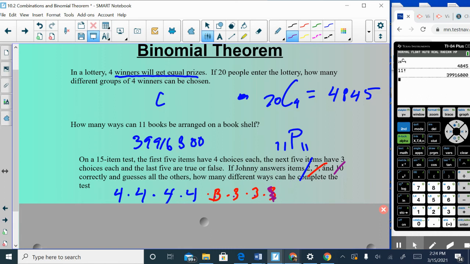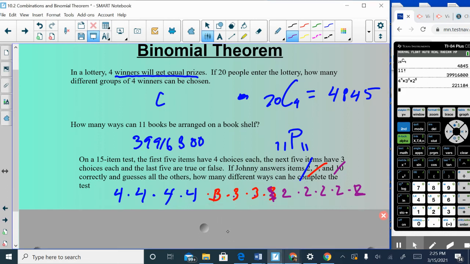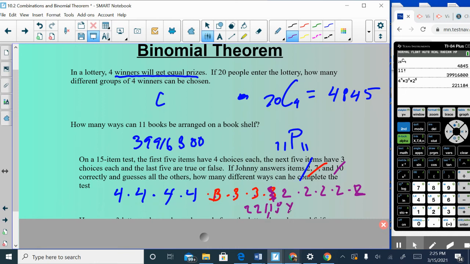Then 11 through 15 all have 2 different options: 2 times 2 times 2 times 2 times 2. And so just like the license plate example, we're going to multiply all these things together. We actually have 4 to the 3rd power, times 3 to the 3rd power, times 2 to the 5th power. That's how many ways Johnny could complete this test, given those specific parameters: 221,184.